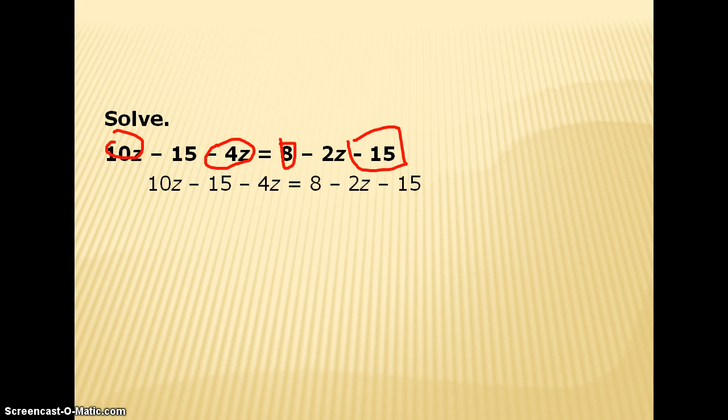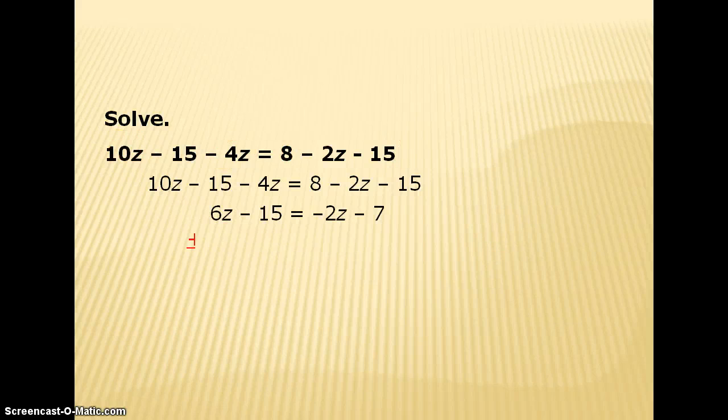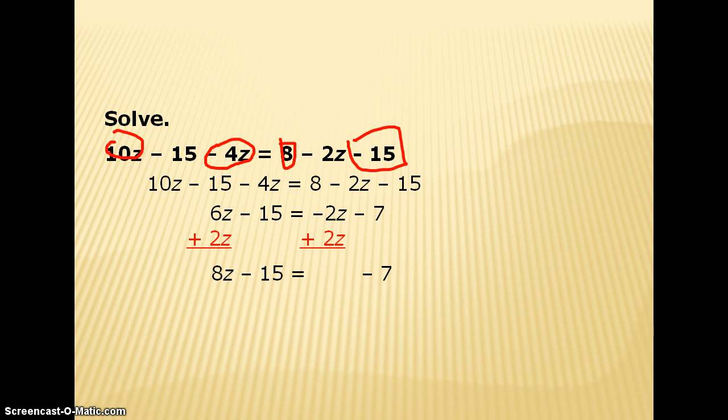Once we do this, we get 6z minus 15 equals negative 2z minus 7. Now we don't have anything that can be combined, so we need to start moving things. So we could move the 6z by subtracting, we could move the 15 by adding, we could move the negative 2z by adding, or we could move the minus 7 by adding. Well, let's add 2z, because that'll keep our variable positive. Once we do that, we have 8z minus 15 equals negative 7.